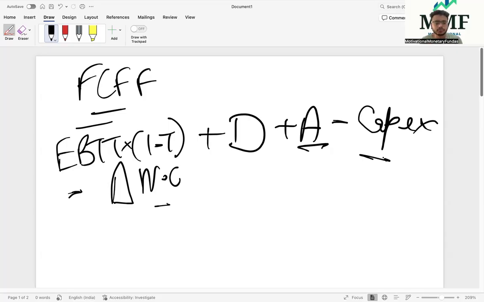Now, then you subtract your changes in working capital. इसके बाद you are subtracting your changes in working capital. So what is working capital? It's basically your changes in the net working capital.